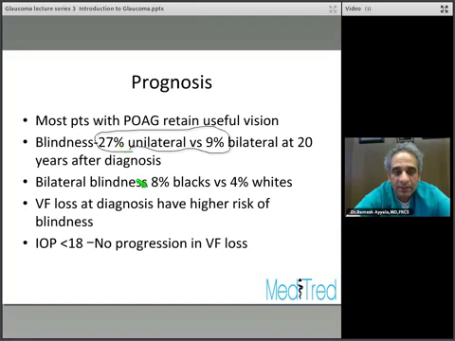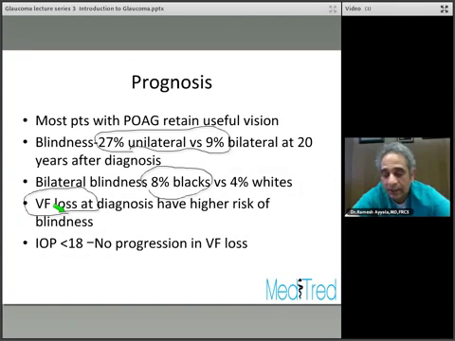Bilateral blindness is higher among the black population in this country compared to the white population, 8% versus 4%. Visual field loss at diagnosis carries a higher risk of blindness, meaning when a patient presents to you with, say, double arcuate scotoma with pressures of 30, compared to another patient who presents with pressures of 30 but a perfectly normal visual field, the patient with double arcuate scotoma at presentation is more likely to go blind in the near future, or in the next 10 years, compared to the patient whose optic nerve withstood those pressures and has completely normal visual fields.